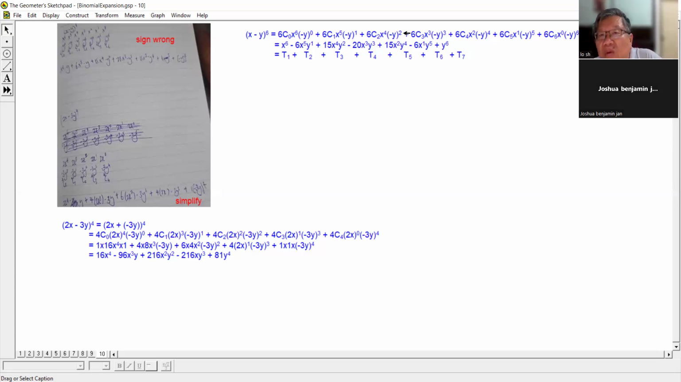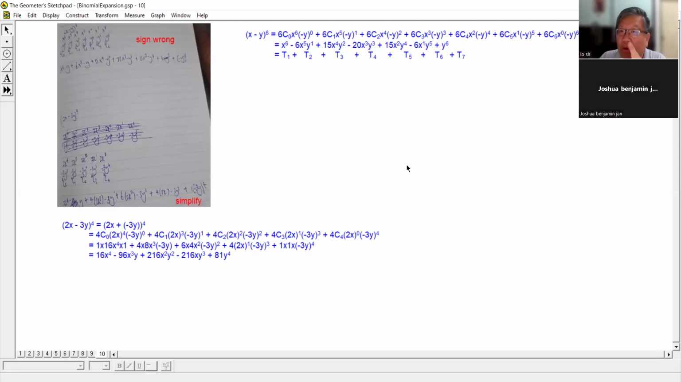So we move on to the next one, 6c2. This one will be 2. Here 6c2, the b will be raised to the power 2, and the b is actually negative y. Negative y raised to the power 2. Then what about the term in front? The one in front is 6 minus 2, 4. So can you use this pattern to predict all the other terms?